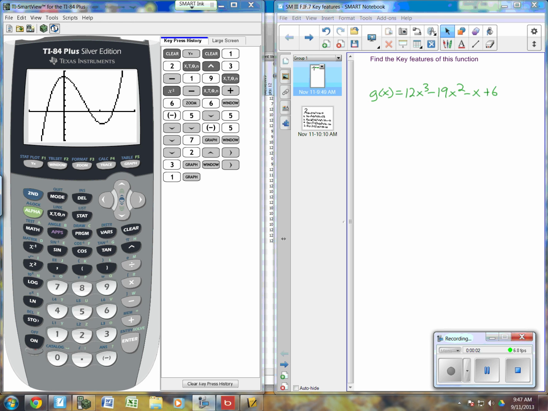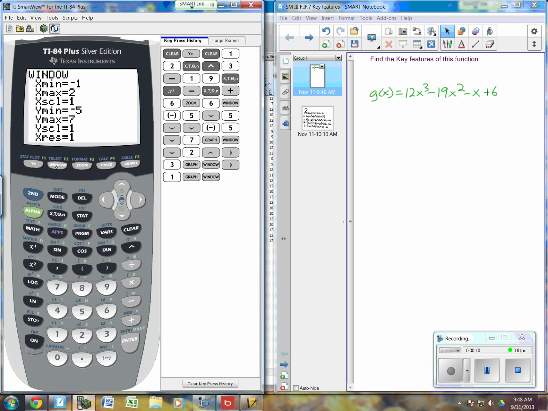Okay, so we found an appropriate viewing window right here. First of all, we found, someone set it at this right here: -1 for the X-min, 2 for the X-max, -5 for the Y-min, and 7 for the Y-max. That gave us all the key features that we need to see. You guys, attention right here.